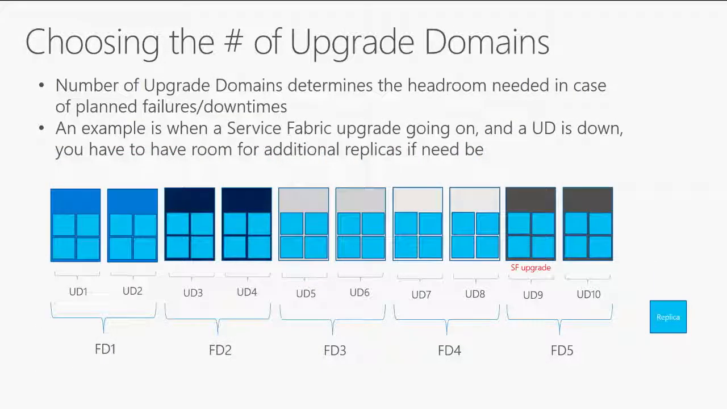When you plan for upgrade domains, similar things happen. In this scenario, I'm thinking that I have 10 upgrade domains. Say, for example, I'm just going to take down UD9 for a Service Fabric upgrade. So the minimum requirement would be that I should be able to place the replicas which are in there somewhere else. So this actually is not a true representation of Service Fabric.